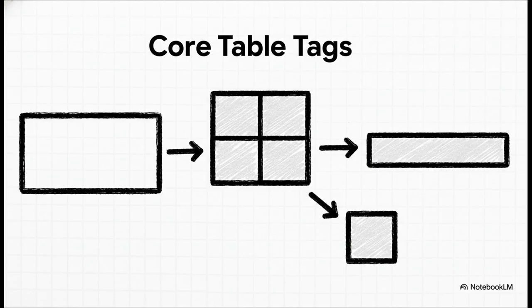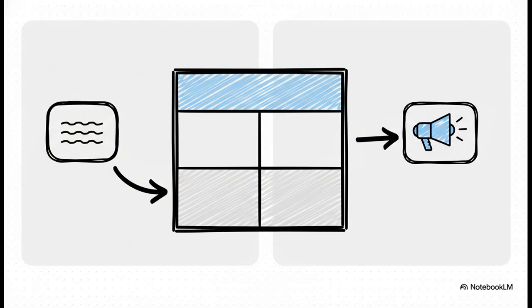You've got your main table tag, which is the container for the whole thing. Then you have TR for table row and TD for table data, which is just a single cell. Now here's a really critical point, so listen up. You have your TD for data, but you also have TH for table header. And it is so important to use the right one.